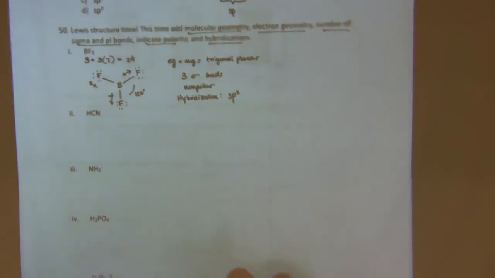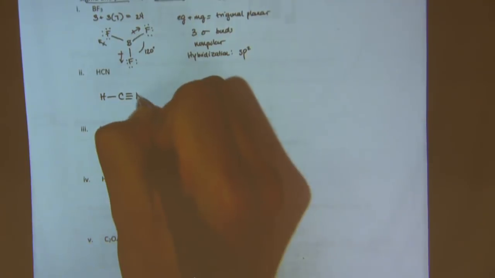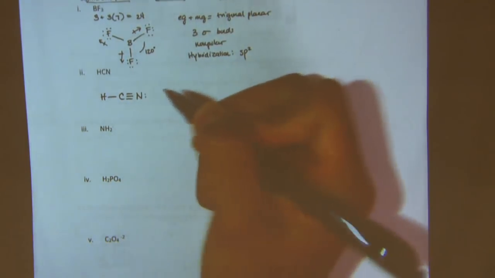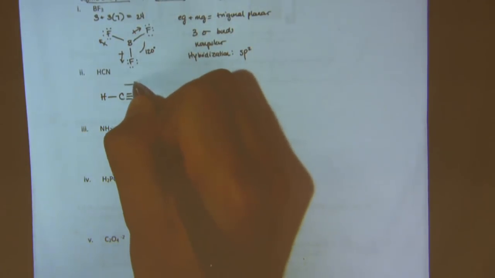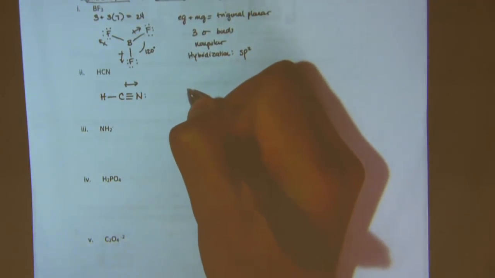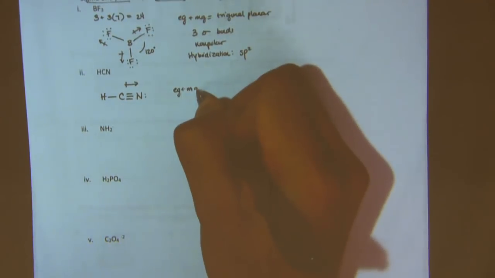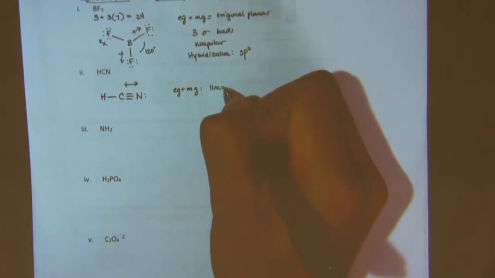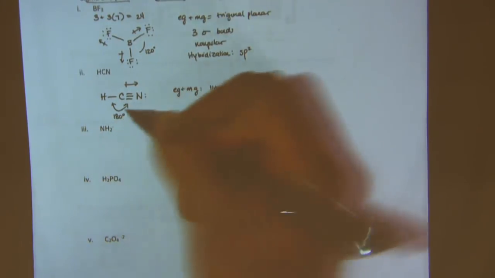Okay. Moving on, we would have HCN, and I'll just give you the structure. So it would look like this, and we would always want to consider the central atom. And nitrogen is more electronegative than carbon, so there would be a dipole here. Since there's no lone pairs around the carbon, we would say that the electron and molecular geometry would be linear, and the bonding angle would be about 180.